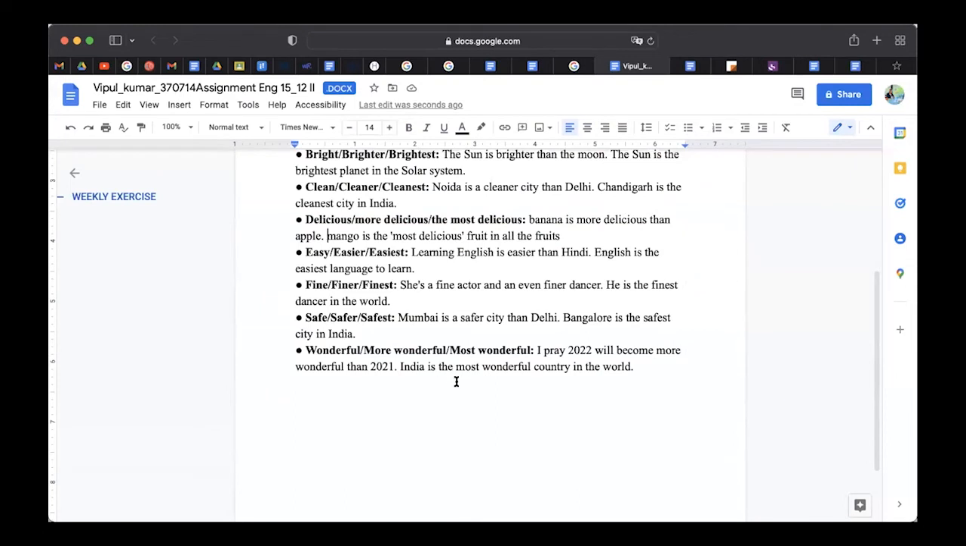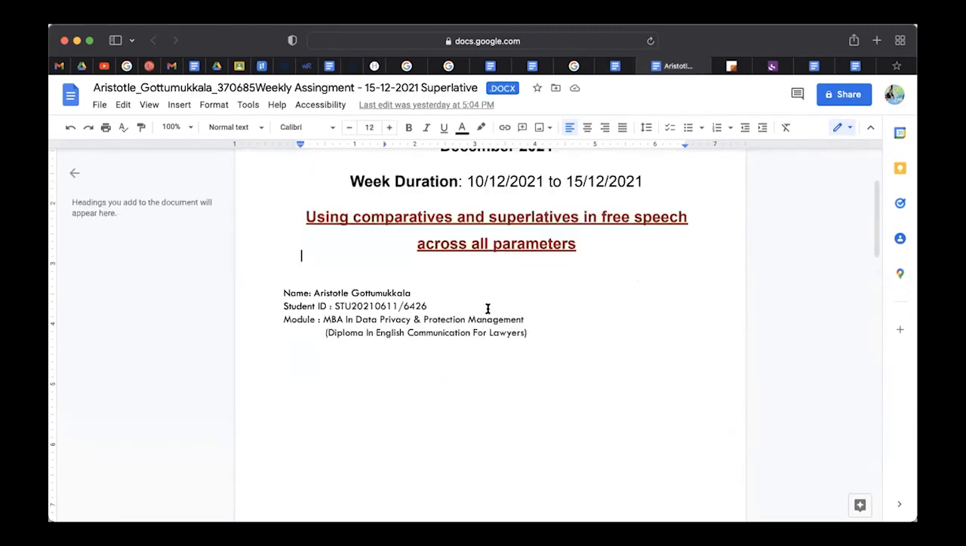Whenever we use words like pray, wish, desire, hope, you have to follow it up with a that. I pray that 2022 will become more wonderful than 2021. India is the most wonderful country in the world. Okay, I pray that 2022 will be more wonderful, not will become. There's a difference between to become and to be. Do you understand that difference, Vipul? And the rest, everyone? No, ma'am. Okay, I am going to write that down also and explain it.